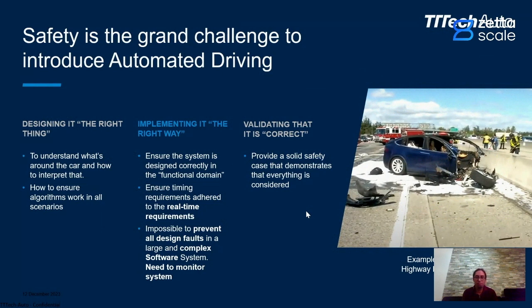And in general, it is not possible to prevent all faults and all bugs. I mean, software development is complex. It is not possible to write bug-free code. So you need a second layer of defense. You need to monitor the system and react accordingly if something goes wrong. And lastly, you must show that all of this is working as intended. So you need to validate it. You need to argue that the system is correct.